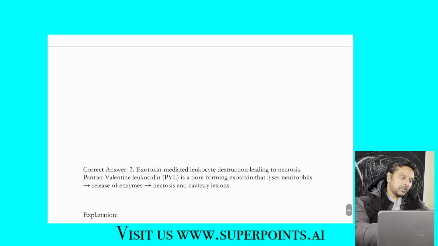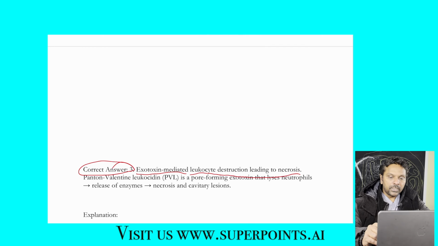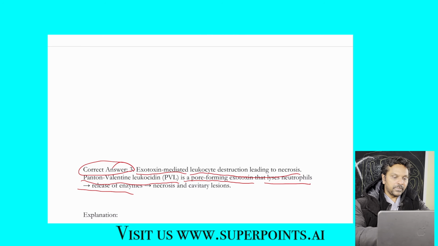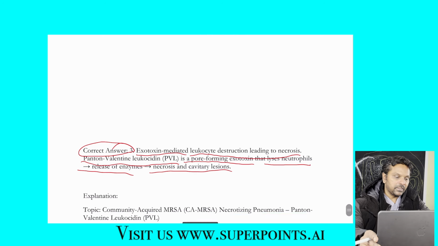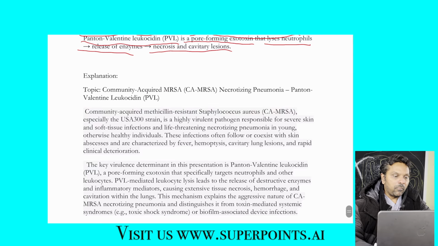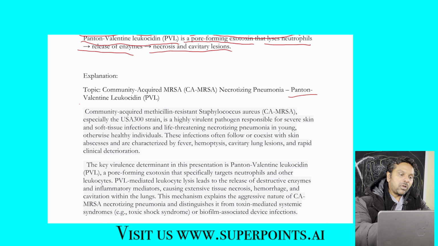So the best answer here is option 3, exotoxin mediated leukocyte destruction leading to necrosis, Panton-Valentine leukocidin. PVL is a pore forming exotoxin that lyses neutrophils, releases enzymes, causing necrosis and cavitary lesions. So what are they talking about? PVL is about community acquired MRSA, necrotizing pneumonia, and that is the topic here.